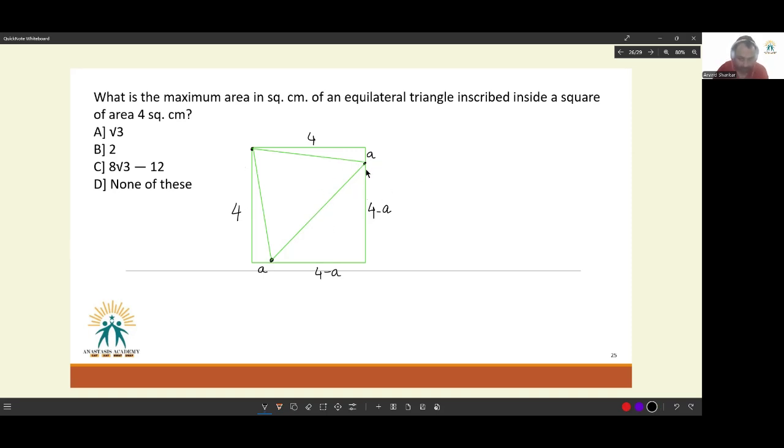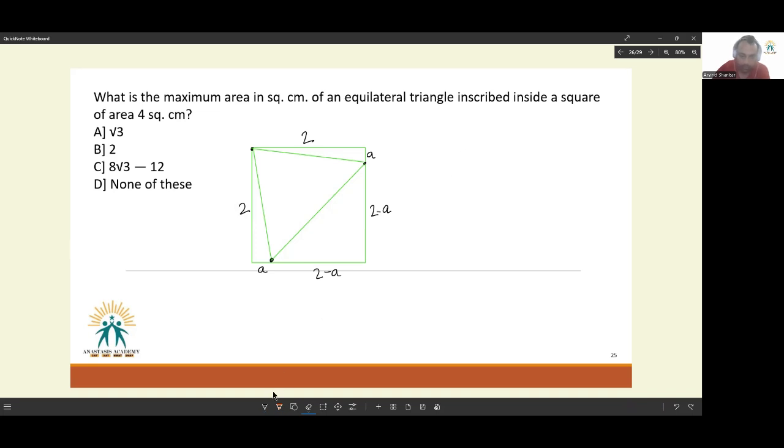So first we have to figure out the measure of A. First, we have to figure out the measure of A. So, can I say A square plus, oh, I have made a mistake. The side is not 4, the side is 2 because area is 4. The side of the square will be 2. So, this will be 2, this will be 2, this will be 2, and this will be 2.